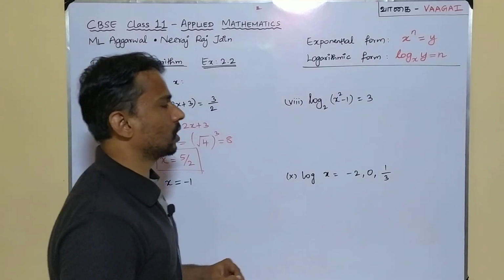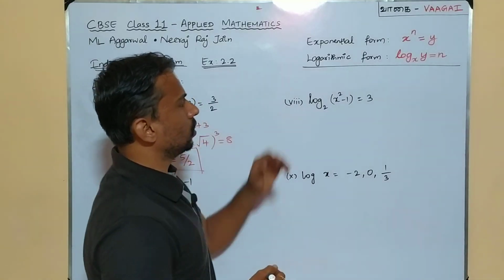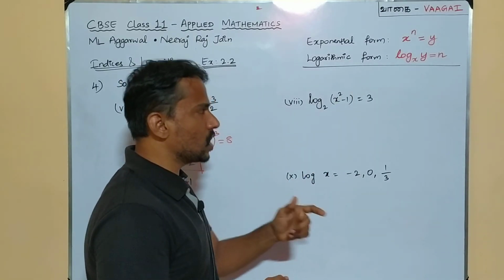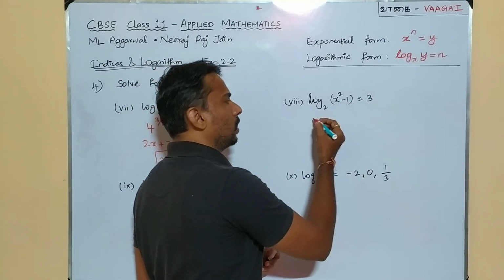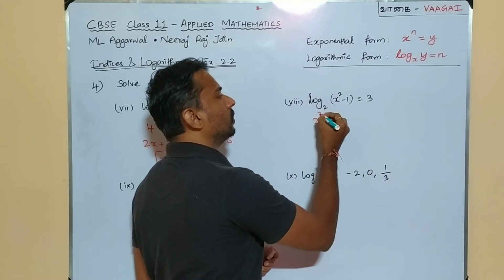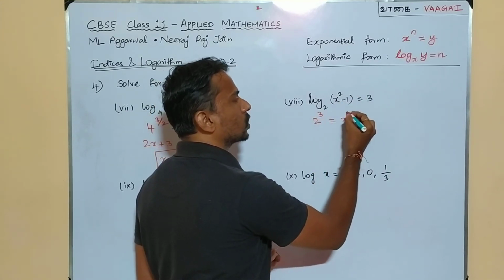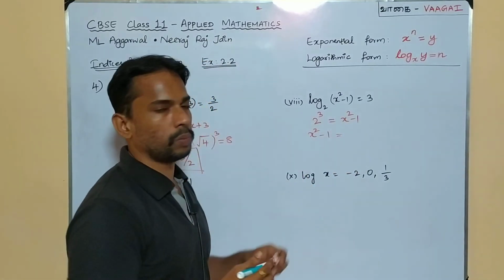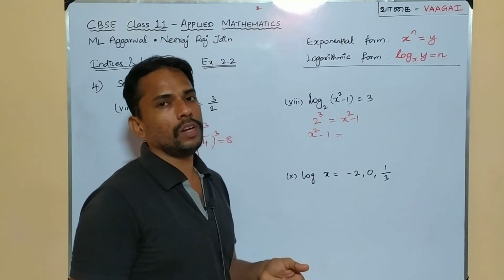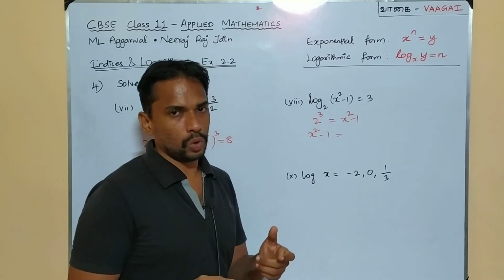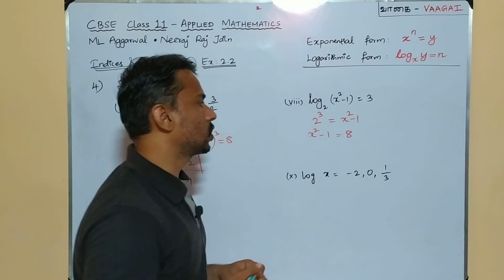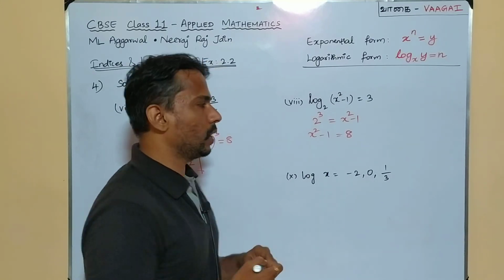Okay, next is 8th subdivision. Here we have log of x square minus 1 to the base 2 is equal to 3. Again we'll write it in exponential form. So we get 2 power 3 is equal to x square minus 1. So what is 2 power 3? It is 2 cube, which is 2 into 2 into 2, which is 8. So we get x square minus 1 is equal to 8.